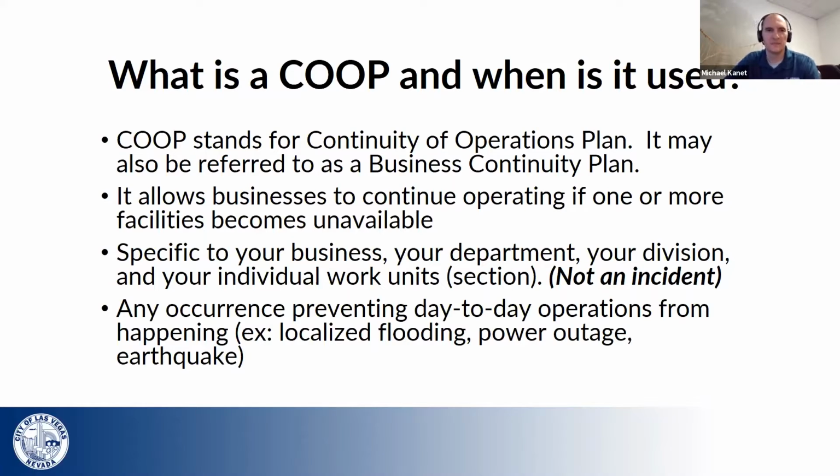So I'm going to go back to the specific to your business and your department. So for an example, the City of Las Vegas has 21 different departments, and each department has their own continuity plan, and it's specific to their department, and it includes their divisions and their work units. And the reason for that is because not all incidents affect your entire business, right? You could have a broken pipe in one department and it's not going to affect the entire business. So that's why it's specific to that department and their divisions that fall underneath them. So that's something for you guys to think about.